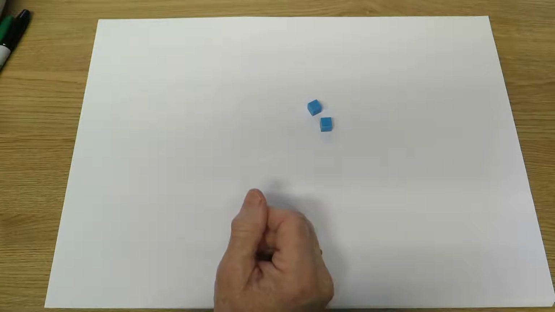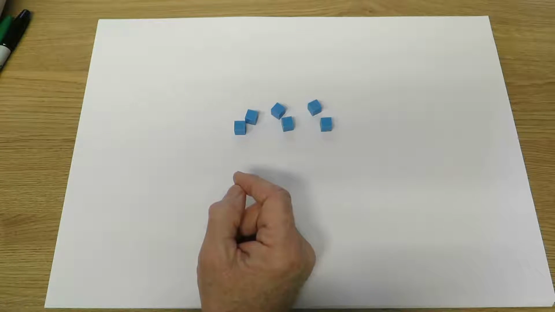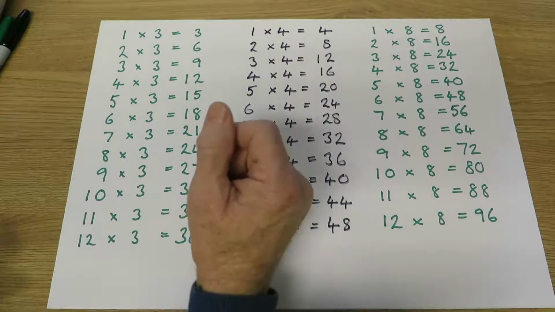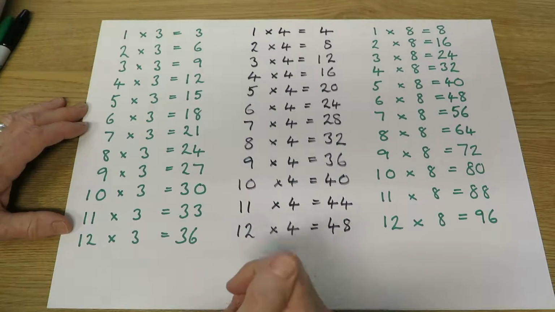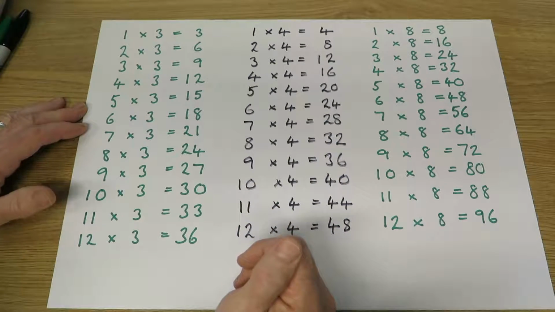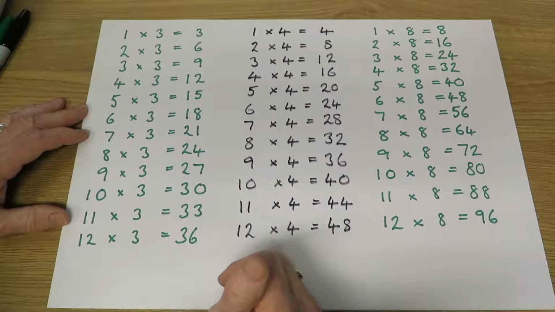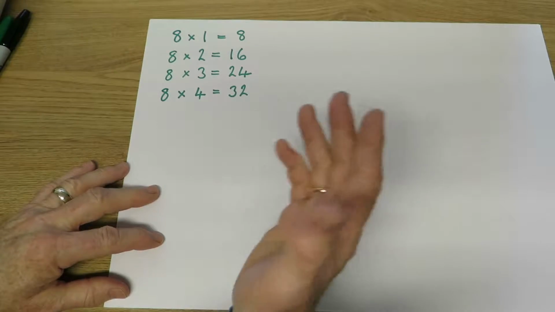1 set of 2 is 2, 2 2s make 4 altogether, 3 2s make 6, 4 2s make 8 altogether, and so on. They will now begin to learn the facts from the 3s, the 4s, and the 8s, and they may notice or be encouraged to notice that the answers to the 8s are exactly double the answers to the 4s. Looking at any of the tables, mathematical purists would say that they should be written out like this.